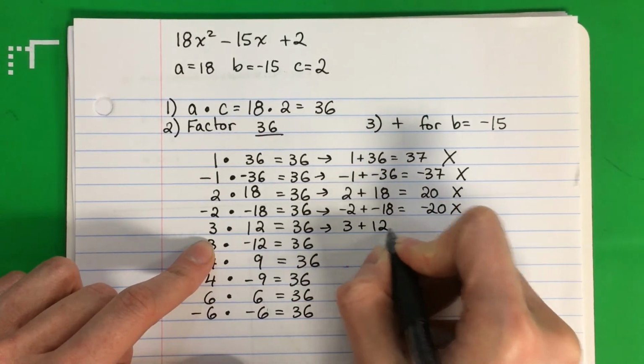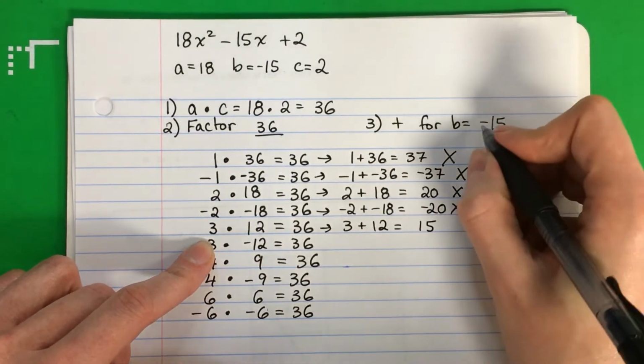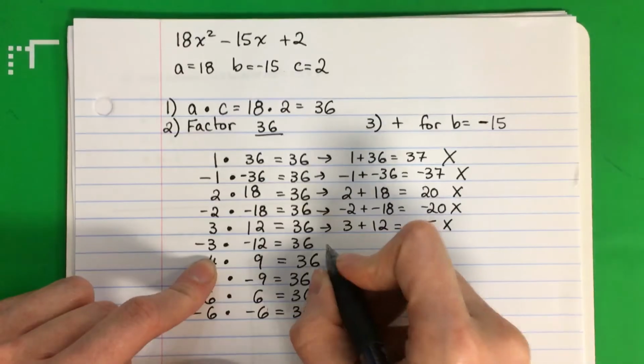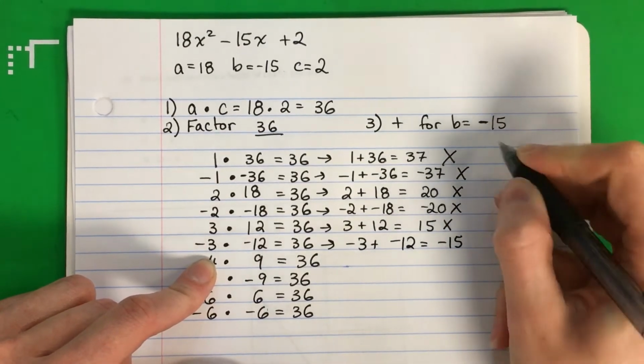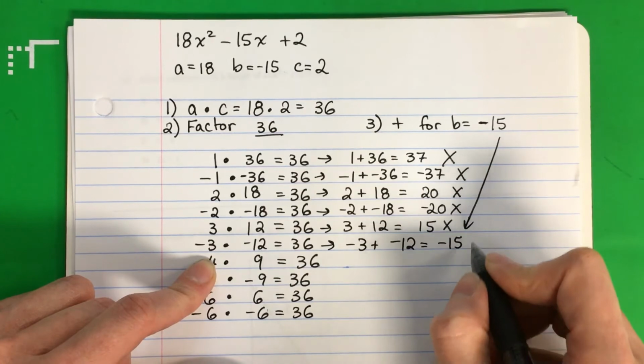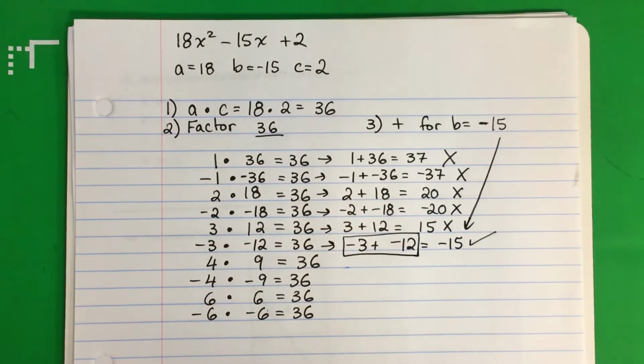3 plus 12 is 15. That's positive 15. I want negative 15, so that's no good. Negative 3 plus negative 12 equals negative 15. Perfect. That's what I wanted. So my numbers that I will use are negative 3 and negative 12.